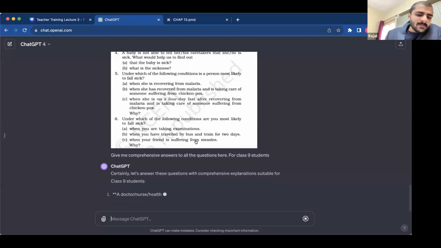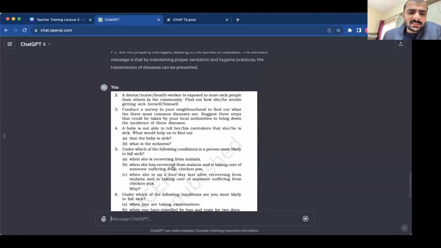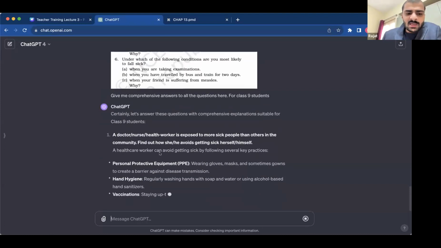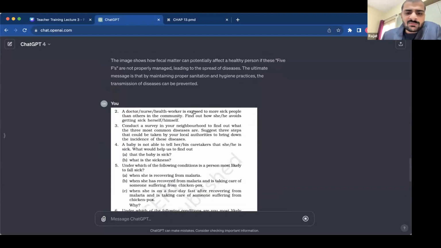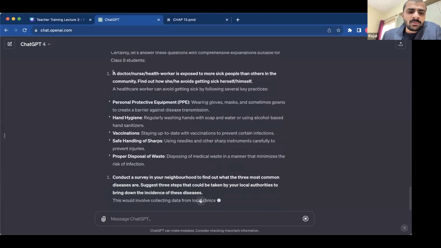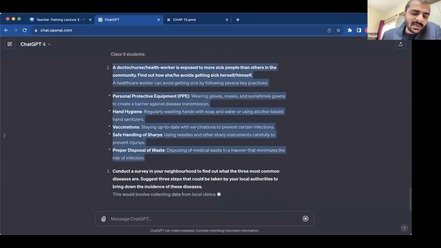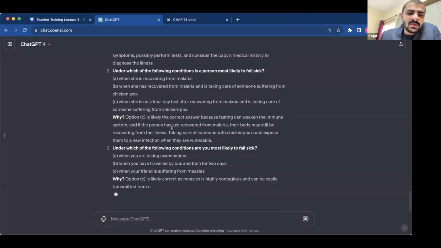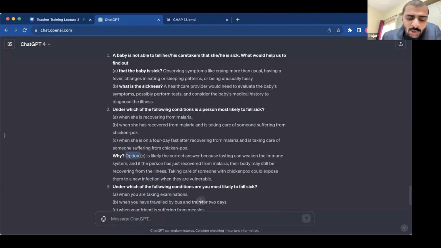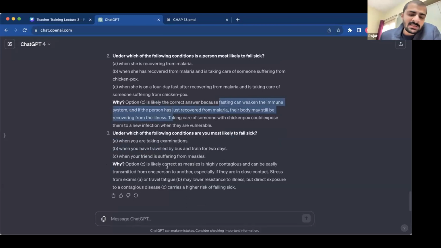Now you can see that immediately ChatGPT recognizes that there are 1, 2, 3, 4, 5 questions. And now it is currently giving the answer to the first question. The first question is, find out how he or she, the doctor or nurse, avoids getting sick themselves. So it gives an answer to this question in a lot of detail. Similarly, slowly it gives answers to question 2, question 3. And you can see here that it also gives the explanation that option C is likely the correct answer because fasting can weaken the immune system. And if a person has just recovered from malaria, their body may still be recovering from illness.